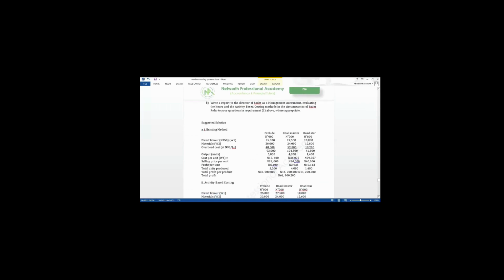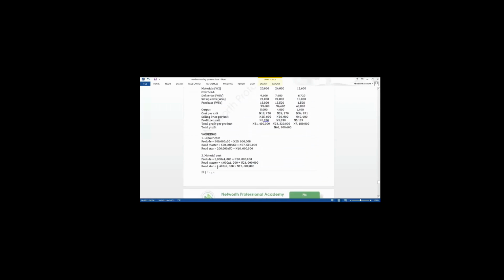Let's go to that working. Please get your calculator and let's work together. Look at the material cost. For Prelude, the company produced 5,000 units. Material cost per unit, 4,000. Total amount, 20 million. For Roadmaster, the company produced 4,000 units. Material cost per unit, 6,000. That gives us 24 million. For Roadster, the company produced 1,400. Material per Roadster, 9,000. Get your figure. I'm sure that is direct.